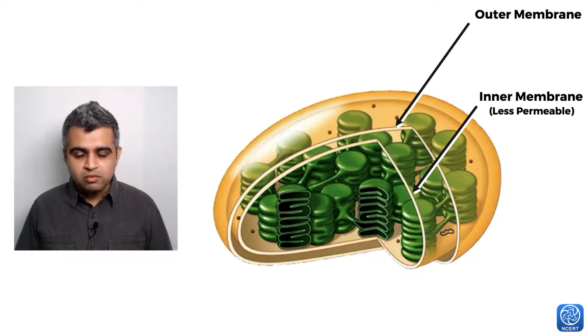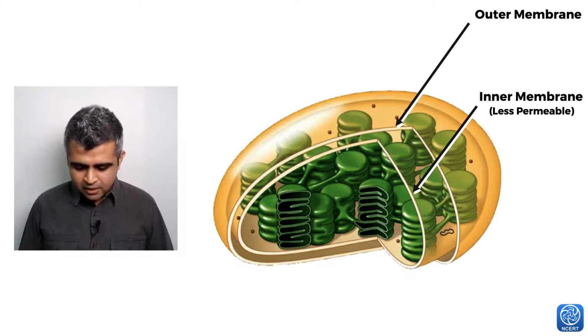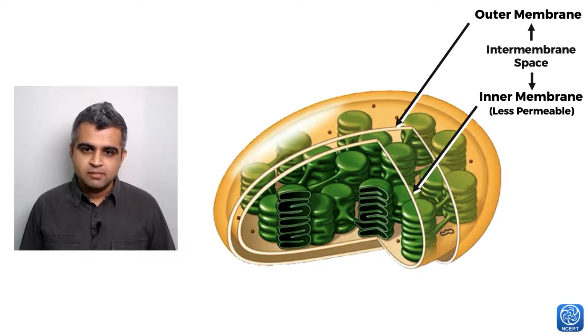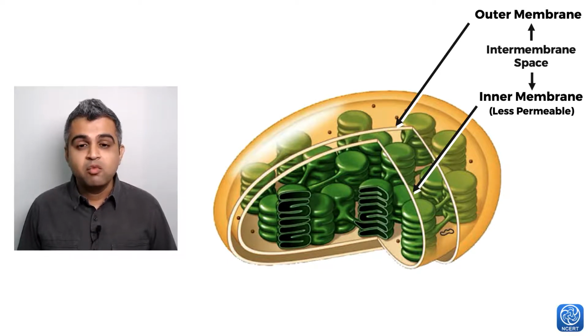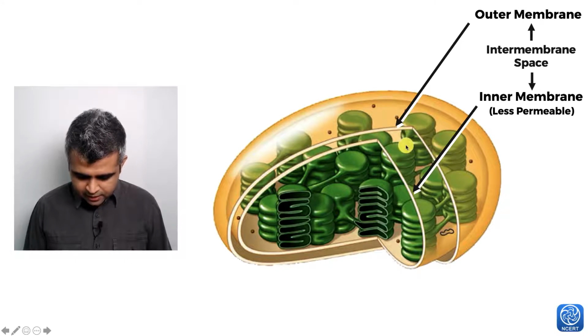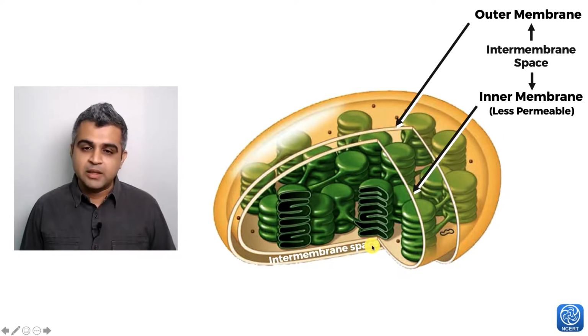Why so? We will learn in the chapter of photosynthesis. So there is an outer membrane and an inner membrane which is less permeable, and the space in between the two will be called the intermembrane space. So now it should be clear why it is called the intermembrane space. This area here, all of this area including this area here, is going to be called the intermembrane space.